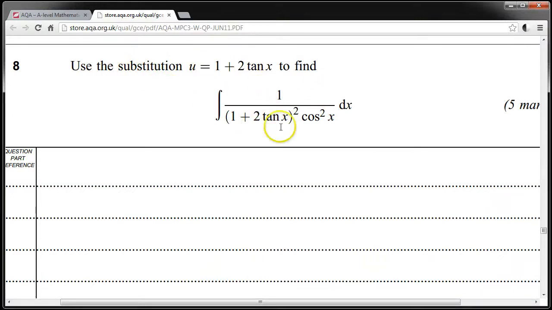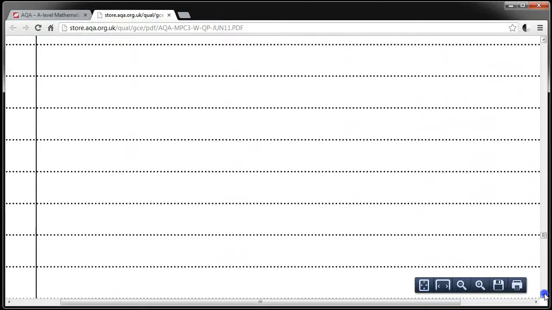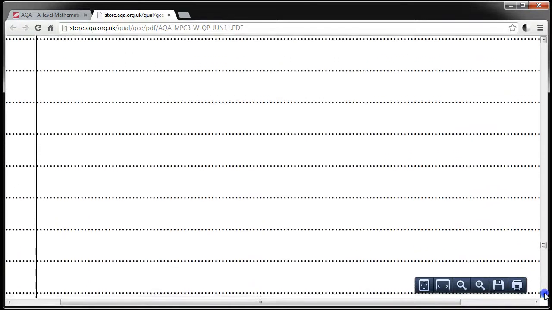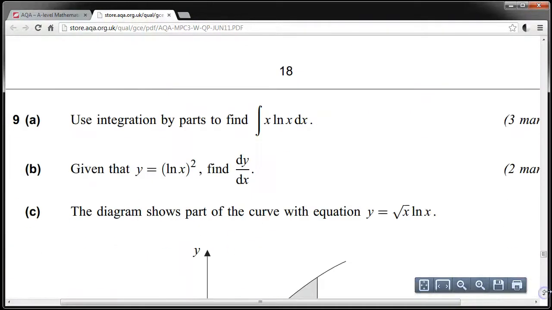Substitution, this should be fairly easy. Nice little substitution, nice little integral. So that's a good question to do. And there's 9 questions in this paper, so I think there's one more. So let's have a look at that one.